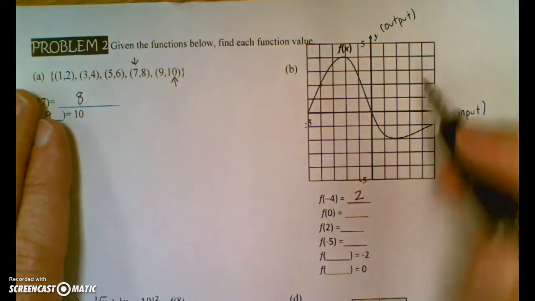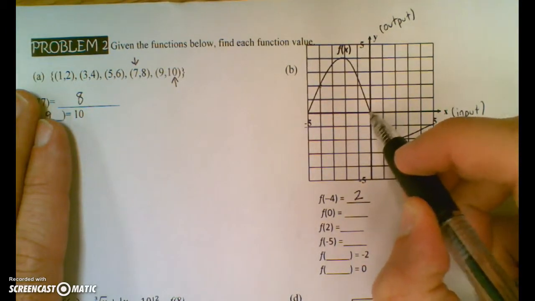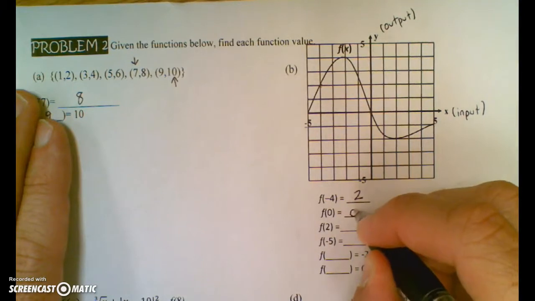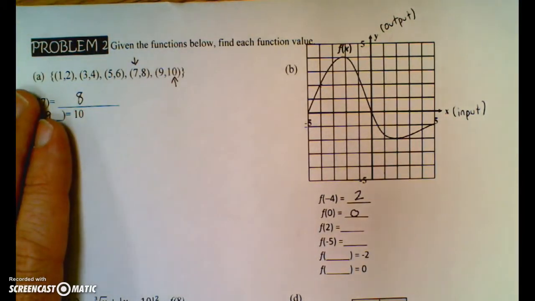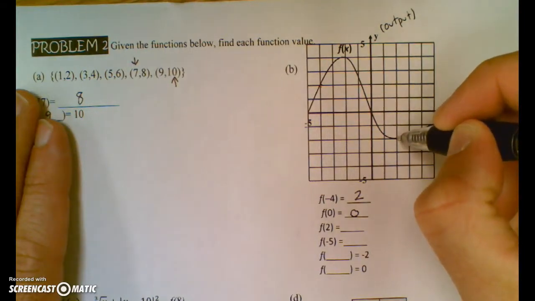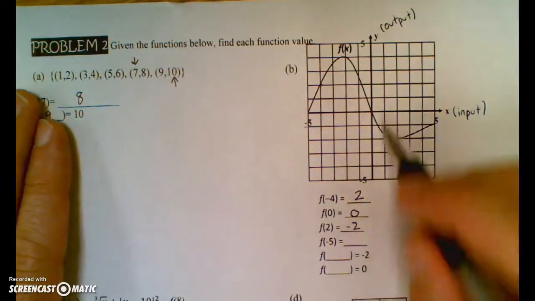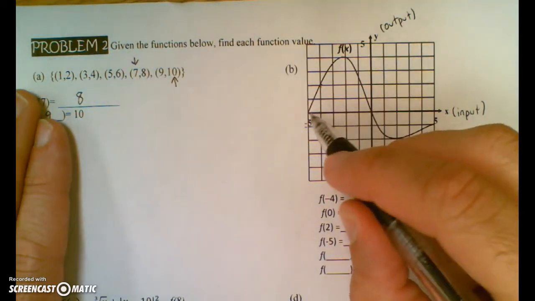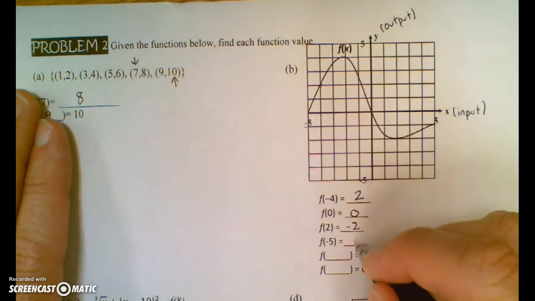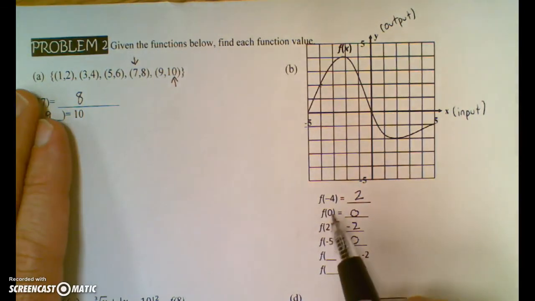Do the same thing again. When I input 0, where is my function crossing if my input is 0? It's crossing at 0. So my input is 0 and my output is 0. Now I'm going to go to my input of +2 and my output is -2. My input of -5, so I'm going to go to my x value at -5 and my output happens to be 0 again. Remember, that's okay. You can have different inputs having the same output. You just can't have one input having two different outputs.